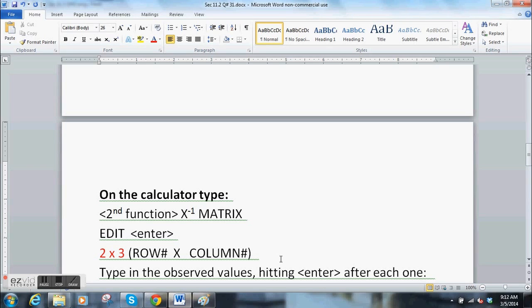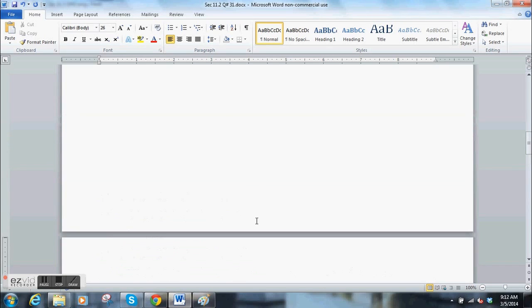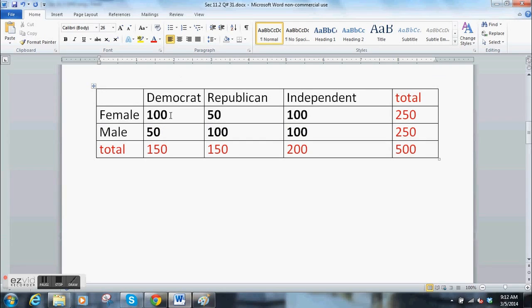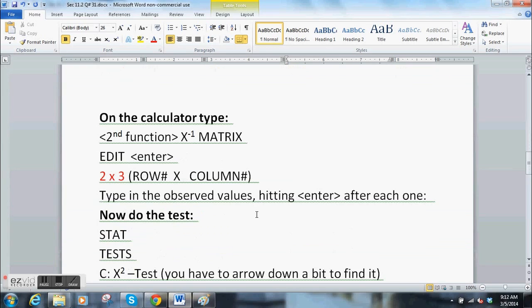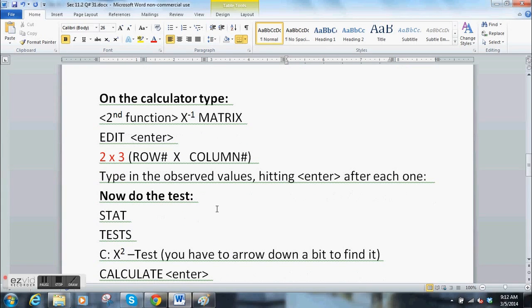Okay, so you hit 2 by 3, and then it should give you a little matrix there, and then you arrow down and just enter all of the numbers. So you're going to enter 100, then hit enter. 50, hit enter. 100, hit enter. 50, 100, 100. So you're going to type in these numbers, and when you're done, it should look like this little matrix here. Most students, this part, entering the numbers, is not super hard. So when you're done with the last number, 100, you are done entering all the numbers.